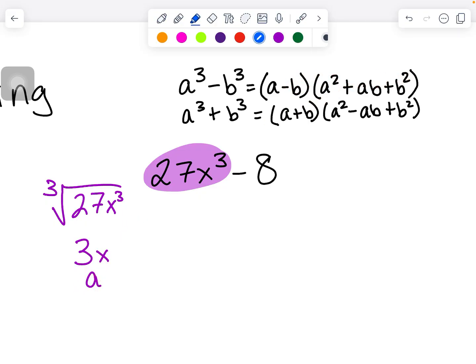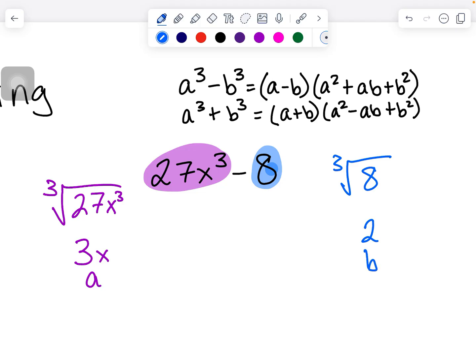Do the same kind of process with 8. Now, be careful. I just want you to use the 8. I don't care about the minus sign because the minus sign is taken into account with the formula. We have to just cube root 8. Don't cube root negative 8, you'll get something really weird. The cube root of 8 is 2, so this is our b piece.